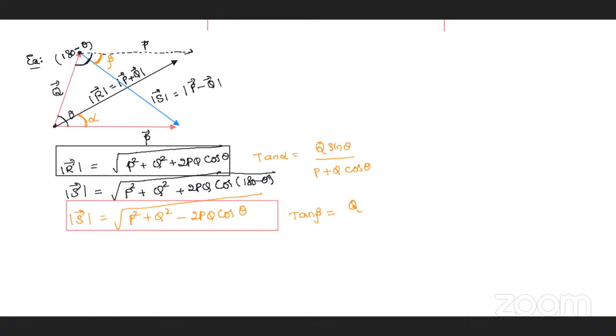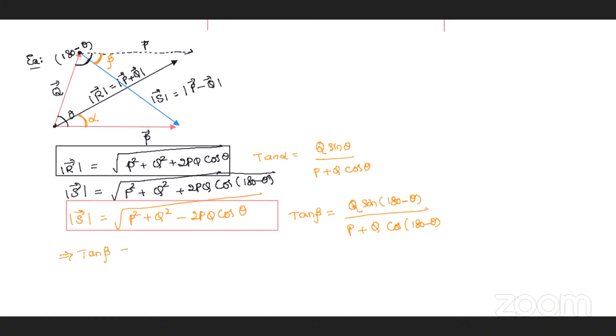Q sine of the angle between them, which is 180 minus theta, so Q sine 180 minus theta, divided by P plus Q cos 180 minus theta. The angle between the two vectors is not theta, it is 180 minus theta, so substitute 180 minus theta here. That implies tan beta equals how much are you getting there?